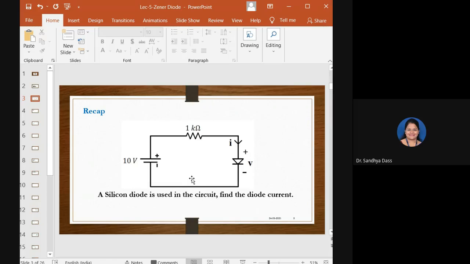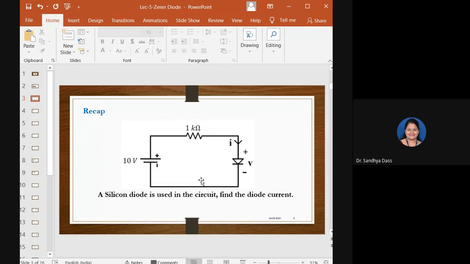You apply KVL first. How do we go? If we are going in this direction, let me call this as V first. So minus V plus I into R plus VD, I'll call this VD or V also, no problem, is equal to 0, isn't it? I'll repeat again: minus V plus I into R plus V is equal to 0. Am I right there? That is your KVL.